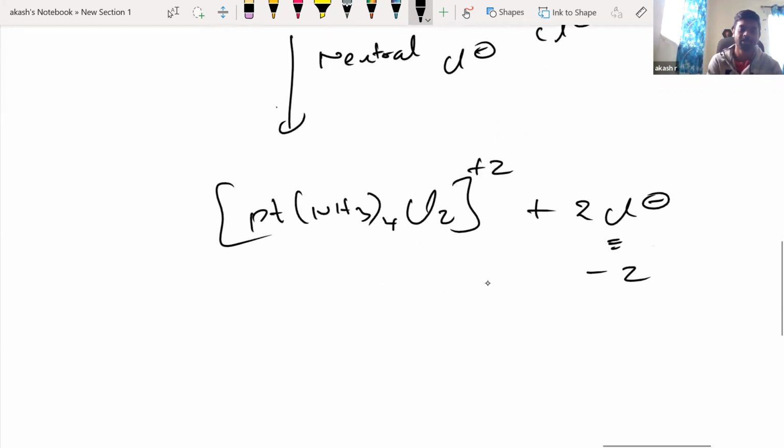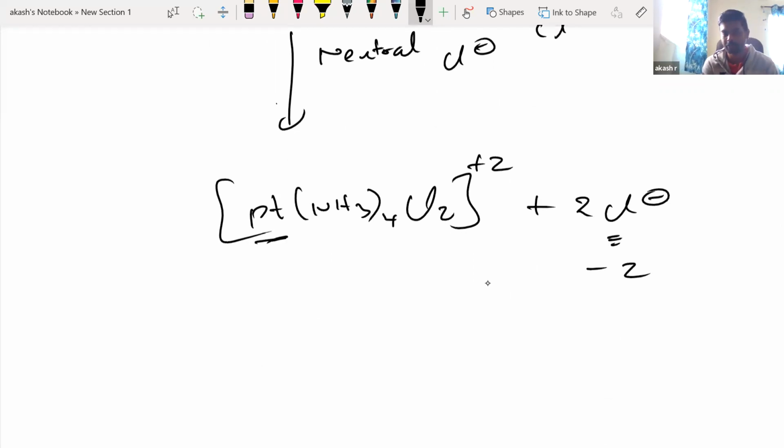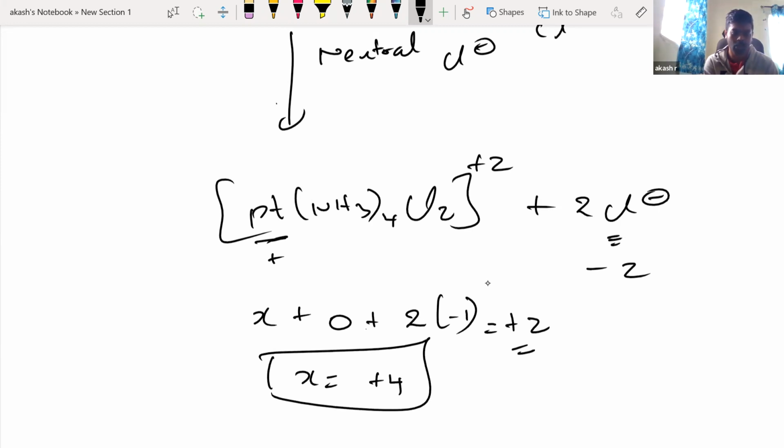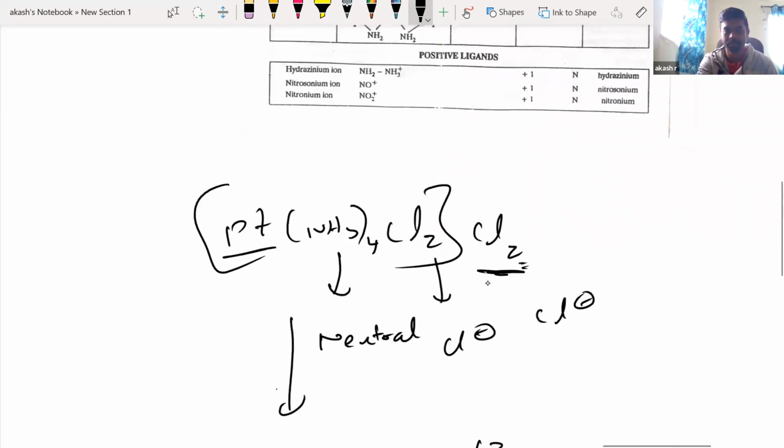Okay. Now, obviously we'll be able to calculate the oxidation number of platinum. So let us keep the platinum as X. For ammonia, it is 0. There is 0 charge on ammonia. And we have 2 chlorine atoms, each of them having minus 1 charge, and that total is equal to plus 2. So what will you find now? You will find that your X, this is going to be minus 2, and that is going to go this side, so it is going to become plus 4. So the platinum is going to be in plus 4 oxidation state. Okay, you have to be very, very careful with this.